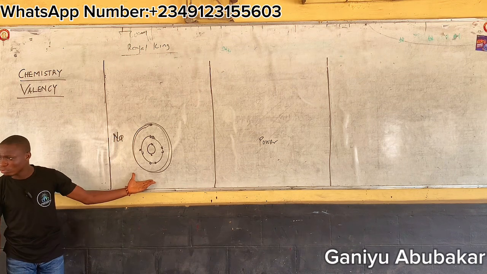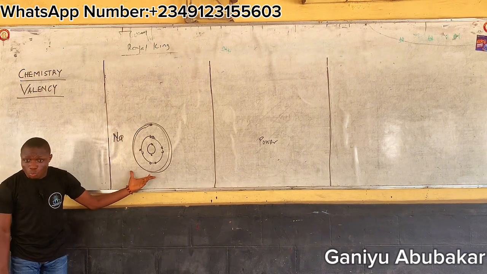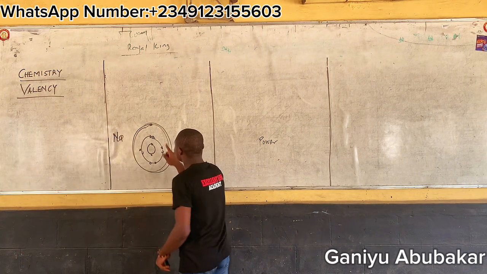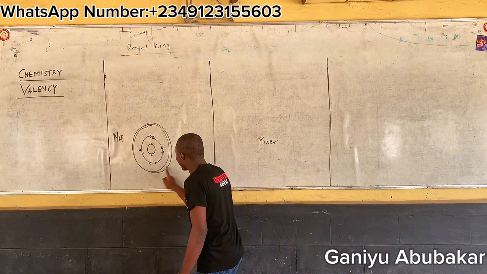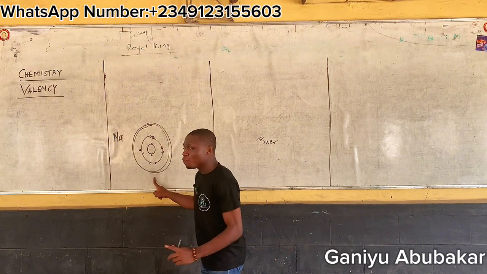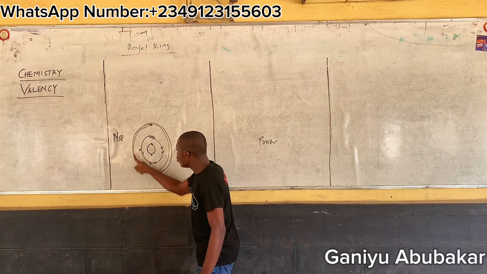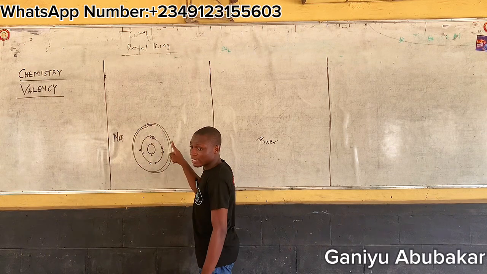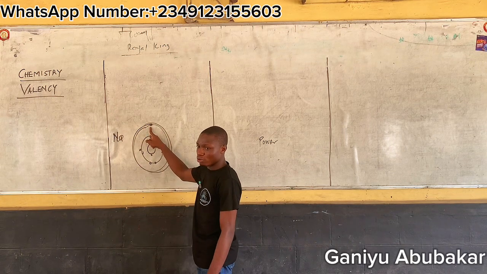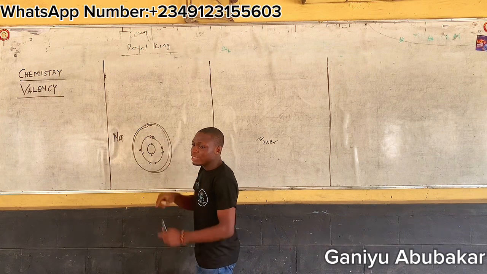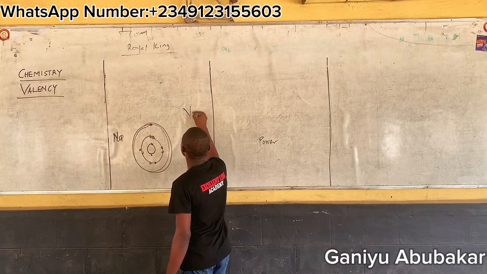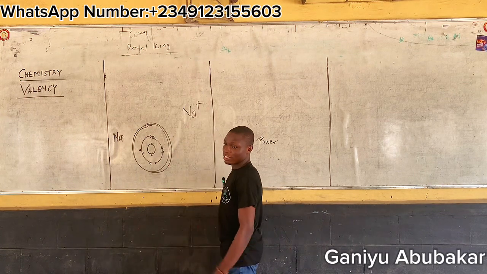So now, question: sodium, is it stable? Yes or no? No. Why? Because we said it must be either duplex or octet configuration. It will have either 2 valence electrons or 8. Here is 1. It's not stable. So that's why sodium is always Na plus.